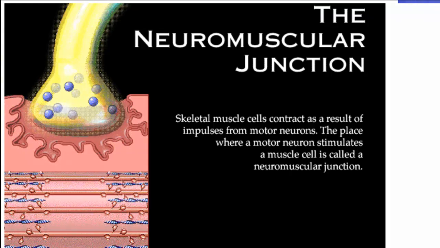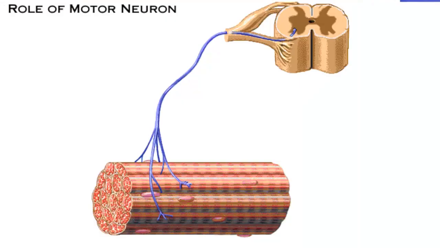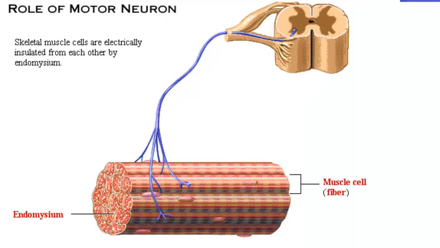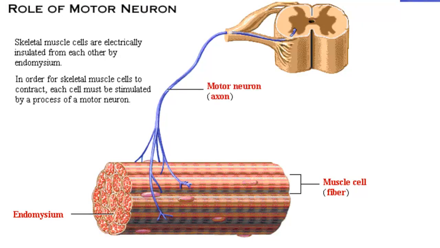The place where a motor neuron stimulates a muscle cell is called a neuromuscular junction. Skeletal muscle cells are electrically insulated from each other by endomysium. In order for skeletal muscle cells to contract, each cell must be stimulated by a process of a motor neuron.